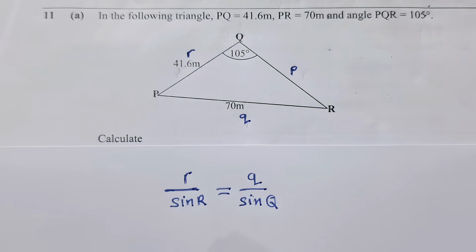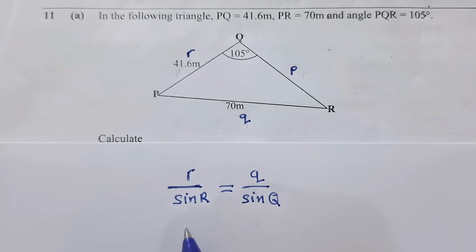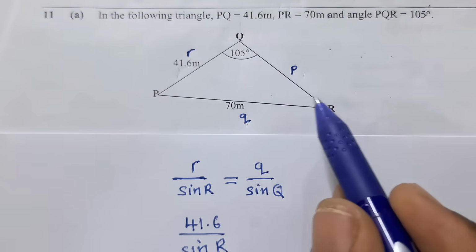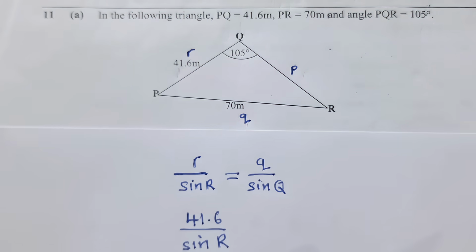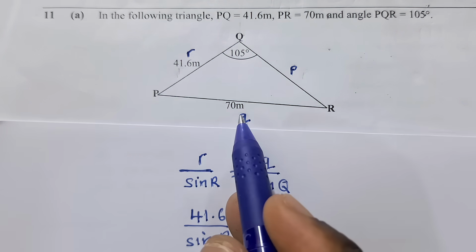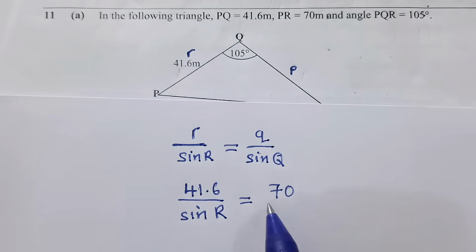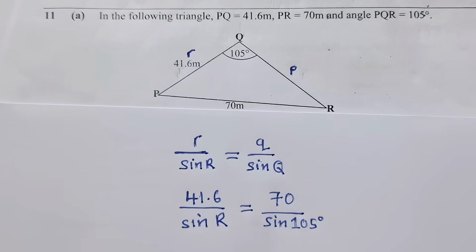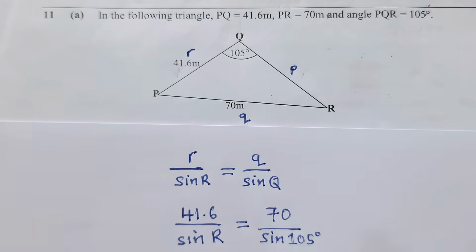Okay? So what is our small letter r? It's 41.6. And then we shall say over sine r. You see? We don't have sine r here. We don't have an angle. This is what we are looking for. So we just say over sine r, which is equal to 70. Small letter q is 70. So 70 over sine 105 degrees. You see? Because capital letter Q is 105.